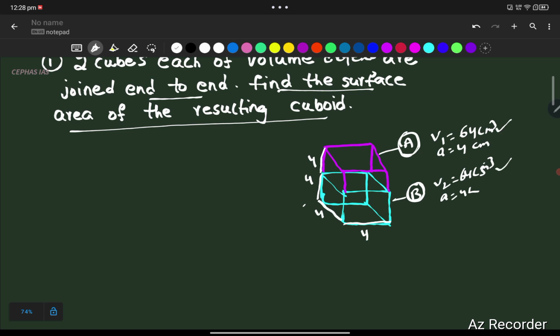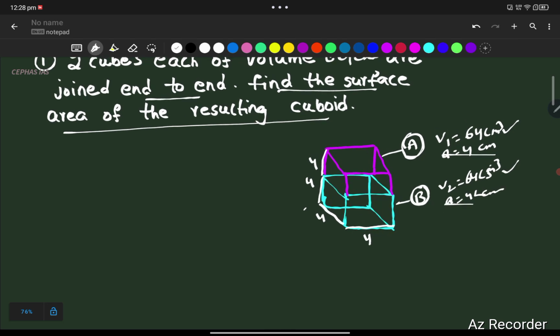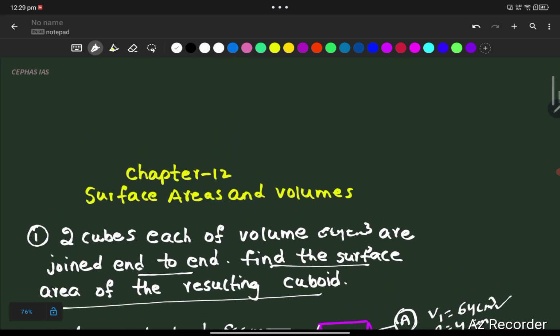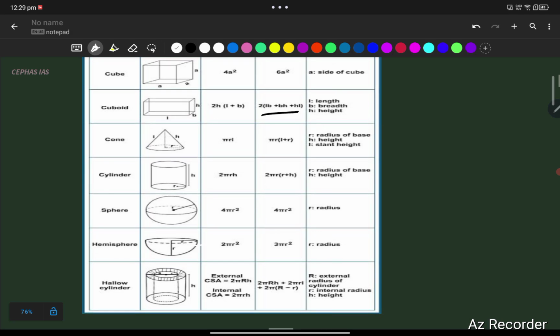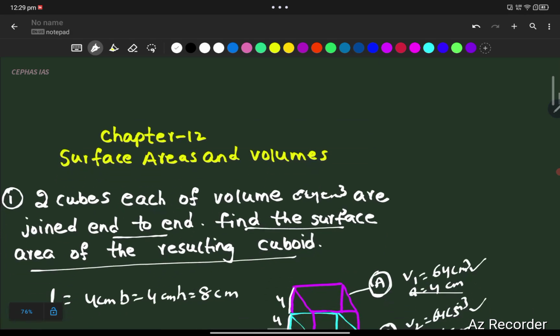From that you can find the side of each cube, that is a = 4 centimeters. With that information, we get the length is 4, breadth is 4, and the height is 8 centimeters. So we know the total surface area of the cuboid from the above formulas. Just pause the video and look at all the formulas once, and let's come to this point.